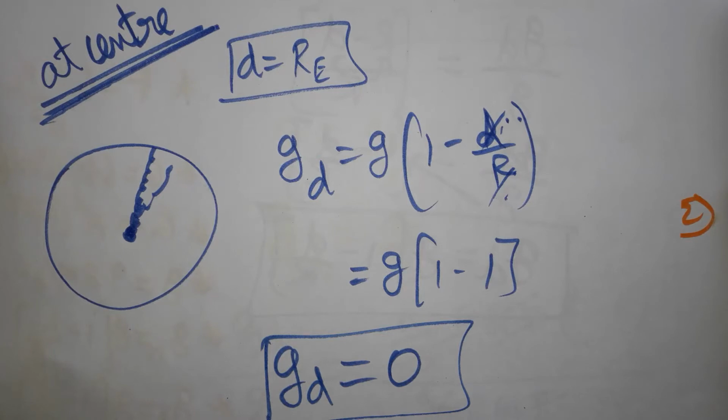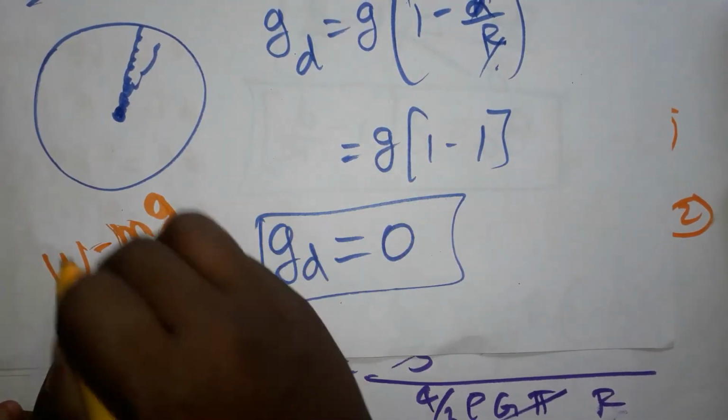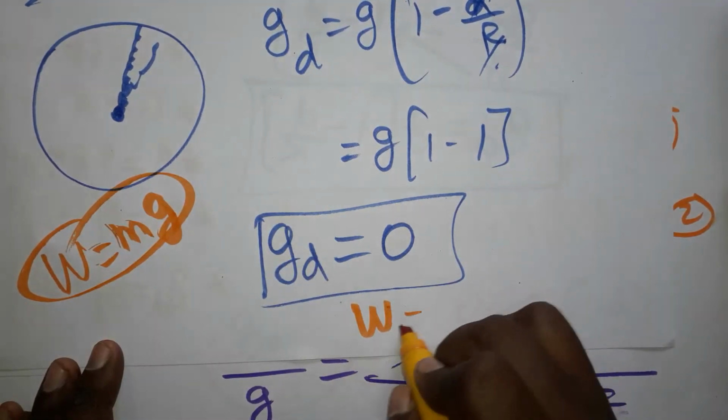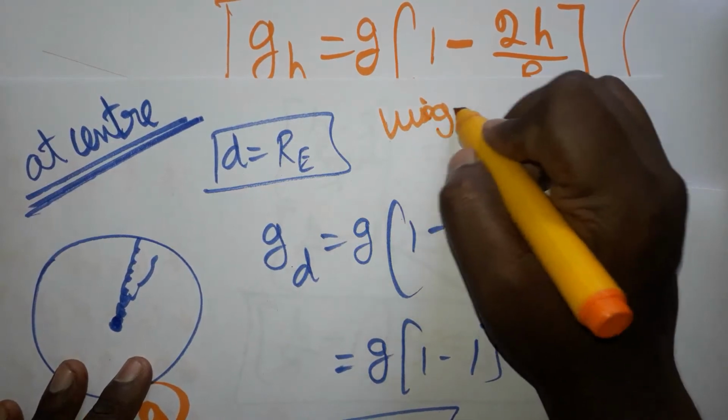When the gravity is 0, weight, which is equal to mass into gravity, is going to be 0. It is going to be weightlessness. So this is what we are going to learn. It is weightlessness.